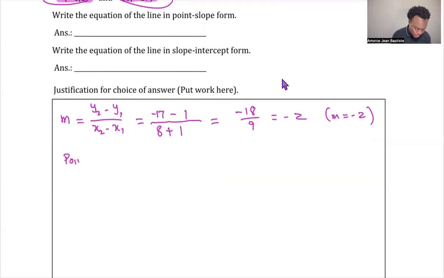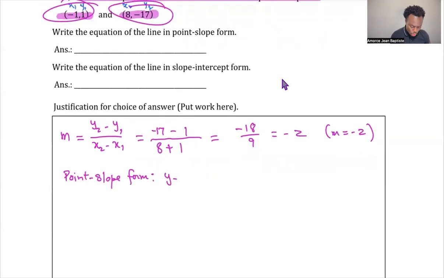So point slope form is y minus y1, which was 1, so y minus 1 equals slope, which is negative 2, times x minus negative 1, so plus 1. That's my point slope form. Point slope form is y minus 1 equals negative 2 times x plus 1. That's a point slope form.